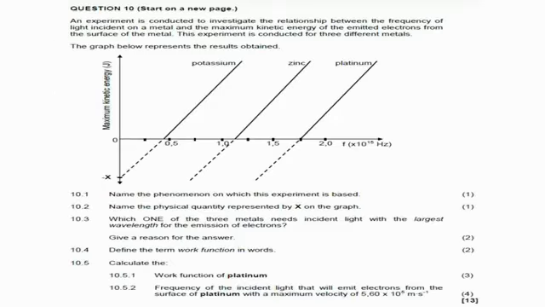Then 10.3 says which one of the 3 metals needs incident light with the largest wavelength, right? Now we can see that we are not given anything on wavelength here, but we can answer this question based on the relationship that we know between wavelength and frequency. So we know that frequency is inversely proportional to wavelength. So the one that will require a greater wavelength is the one that will obviously have a lower frequency. But what lower frequency? A lower threshold frequency. So which one between these three metals has a lower threshold frequency?